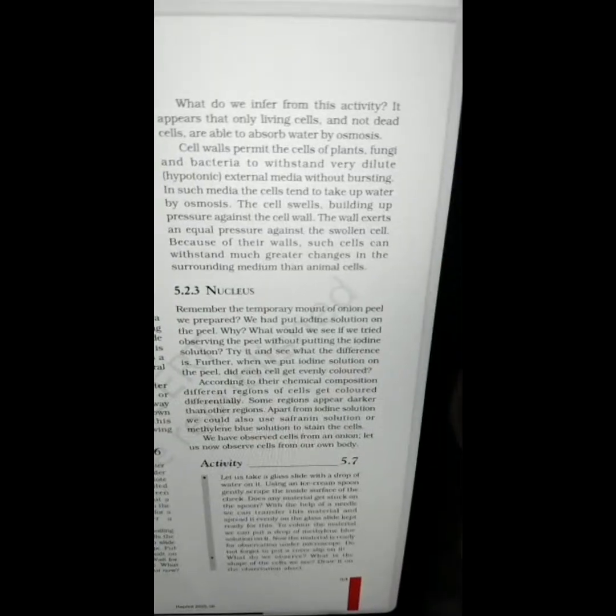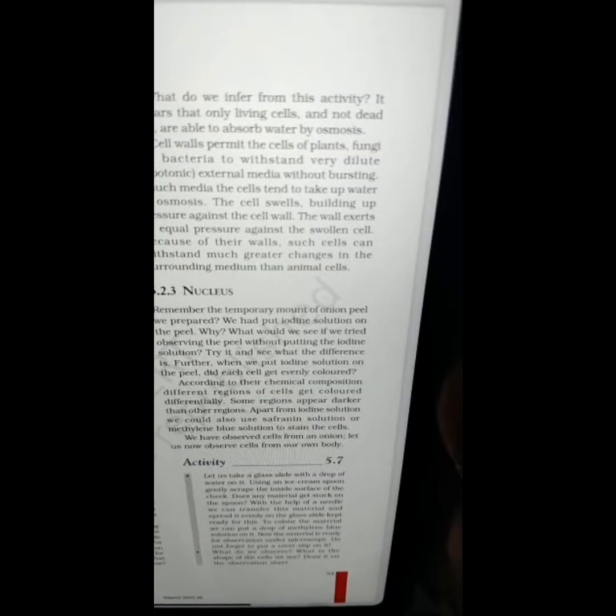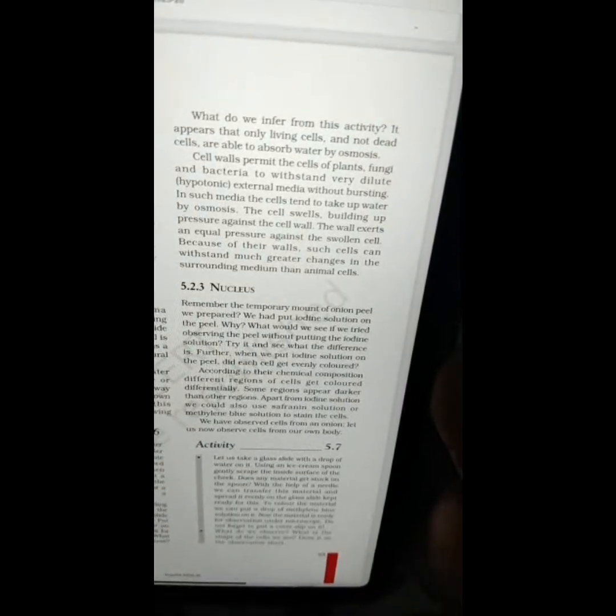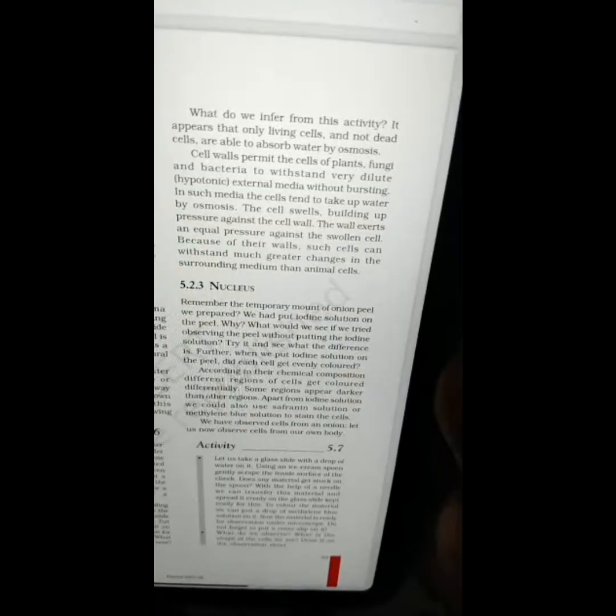Cell walls permit the cells of plants, fungi, and bacteria to withstand very dilute hypotonic external media without bursting. In such media, the cells tend to take up water by osmosis. The cell swells, building up the pressure against the cell wall. So the wall exerts an equal pressure against the swollen cell. Because of their wall, such cells can withstand much greater changes in the surrounding medium than animal cells.